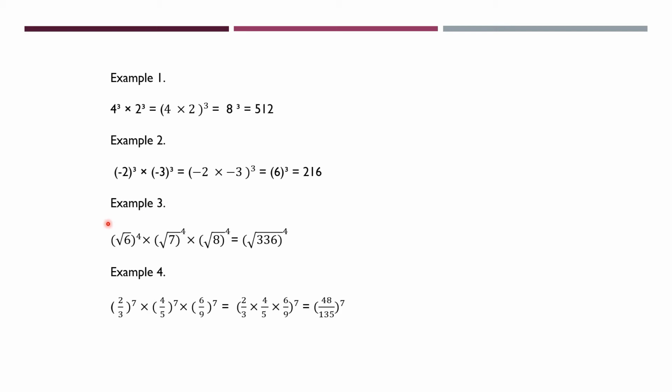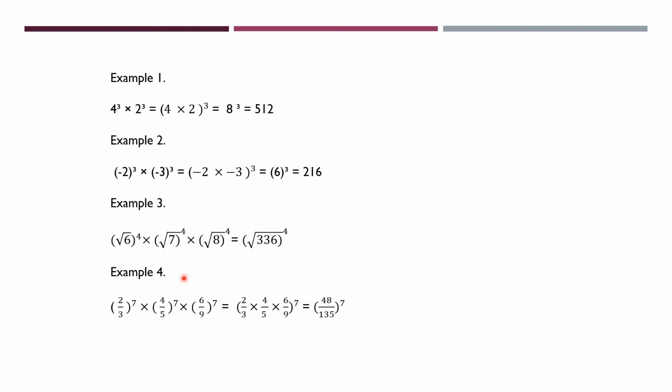Third example, root 6 raised to 4, root 7 raised to 4 and root 8 raised to 4. We have to multiply these three terms. Here the exponents are same, that is 4. Bases are different, that is root 6, root 7 and root 8. So we will multiply the bases and the answer will be root 336 raised to 4.